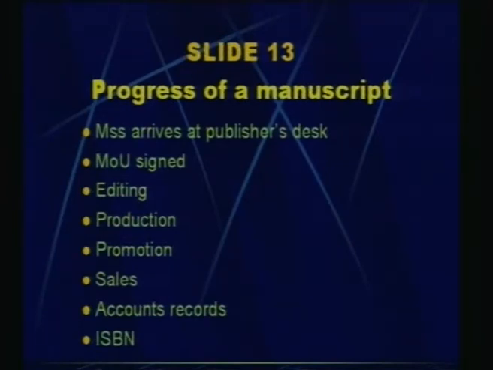But for the sake of this program, we are not interested in the production, promotion, sales, the accounts record and the ISBN. Now, the ISBN is a special number that is given in India by the Raja Ram Mohan Roy Library. It is given free of cost, and it is a 10-digit number. The first 2 digits indicate the country code, the next 4 deal with the publisher, and the remaining digits deal with the details of the book, the last digit being the check digit. So, any book that is published must have an ISBN number which immediately identifies it.